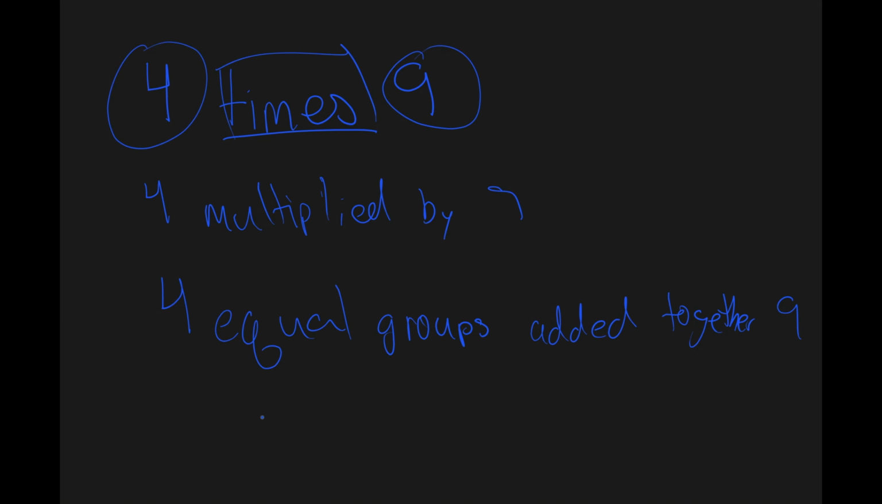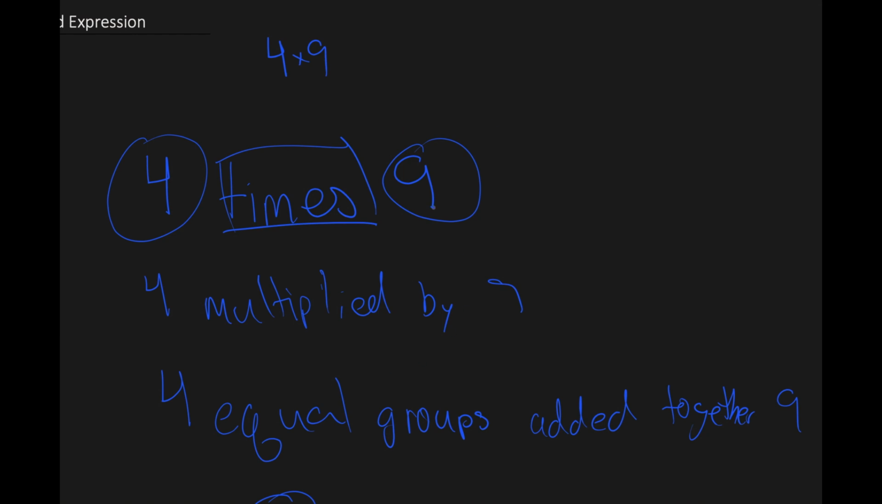Right, so if you had 4 equal groups, so say 1, 2, 3, 4, that's one group. If you added those together 9 times, that would be 4 times 9. And so there are plenty of ways to write 4 times 9. Okay, I think that's been established. Alright, so is it a numerical expression?